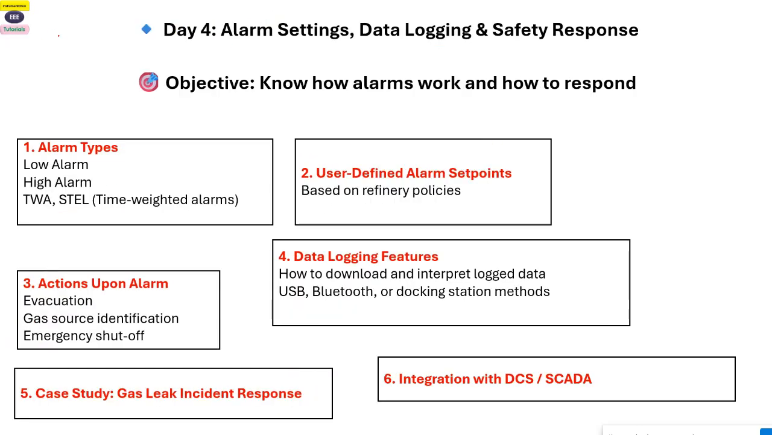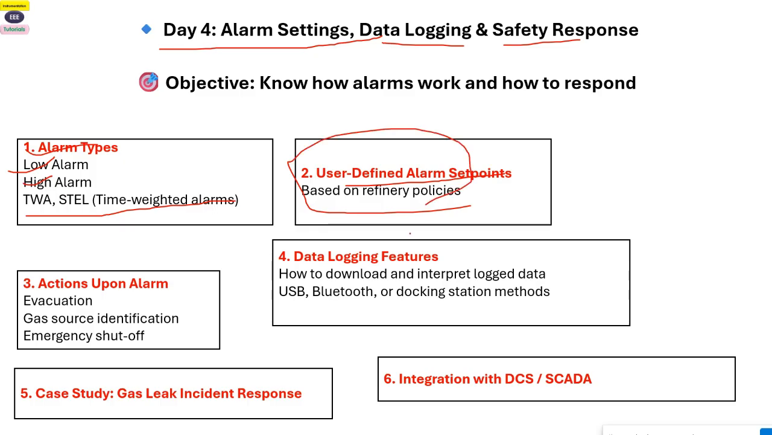Now this is the day 4 agenda, where we will talk about alarm settings, data logging, and safety response. This is very important when your field data is going to the control room, where we have to see what the alarm set points are: low alarm, high alarm, and other alarms. And there are some user-defined alarm set points also given. So it should follow the refinery or oil and gas sector policy.